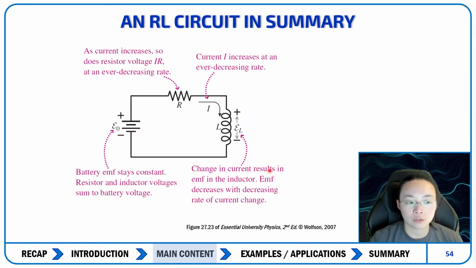Then the change in current results in an EMF in the inductor, and the EMF decreases with a decreasing rate of current change. The EMF from the battery stays constant, and the resistor and inductor voltages have to sum to the battery voltage due to Kirchhoff's law.